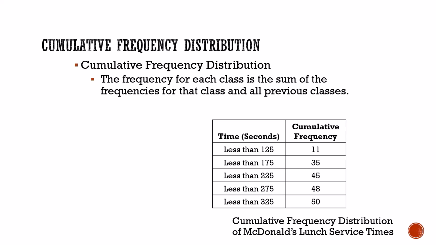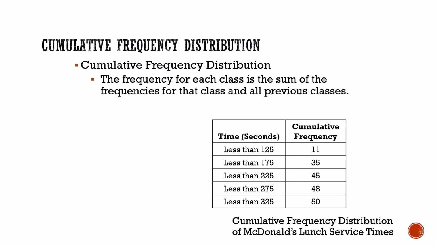It's 35, right? At 35, less than 175, right? That includes, right? It's 45, that's less than 225. That includes this 35 and includes this 11, right? I know they add up. Just think about successive circles, right? So how many trips people who visited McDonald's are represented in this cumulative frequency distribution? 50, right? It's just the last number, because everybody was less than 325, and some of those were less, right?